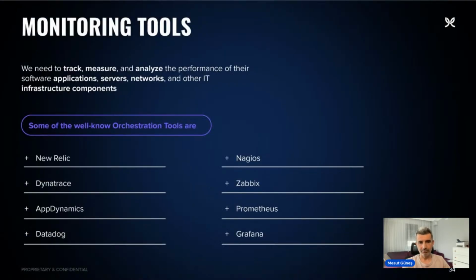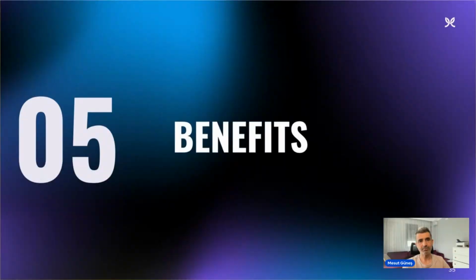The monitoring tooling is also important because I need to check whether the data is coming from my system or not. So New Relic, Dynatrace, AppDynamics, and others. You can use any of them. Maybe some of them are open source and some of them are not. But you should use at least one monitoring tooling to check the health of your system.